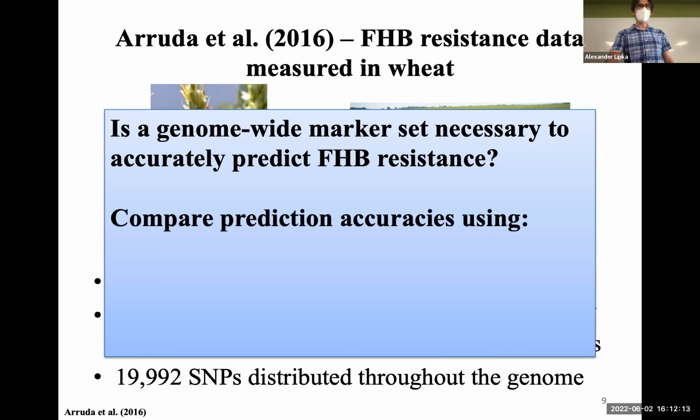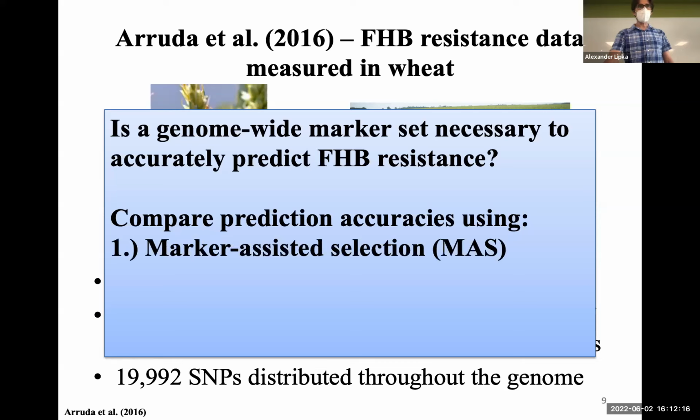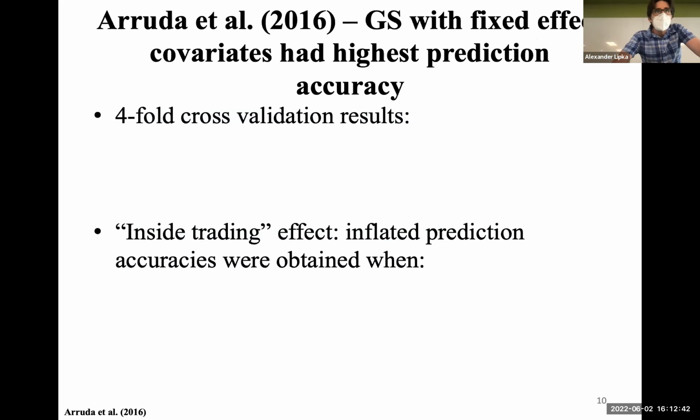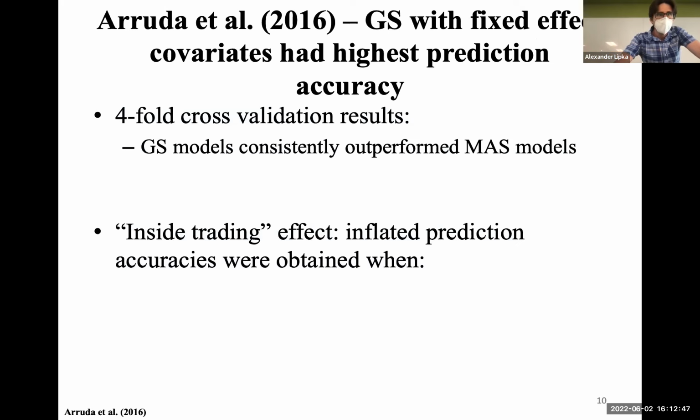So we compared prediction accuracies using marker-assisted selection, genomic selection, and then GS with markers from marker-assisted selection as fixed effects. The rationale being that if we included those markers from marker-assisted selection, maybe they could boost the prediction accuracy because you're more accurately accounting for that large effect gene. Okay. So here, 4-fold cross-validation was conducted.